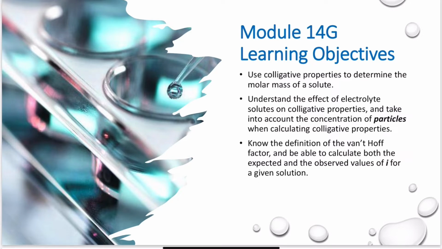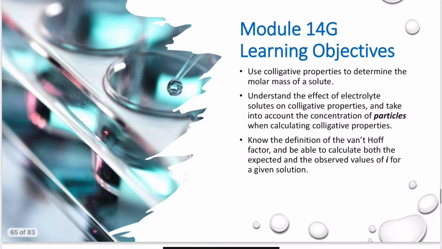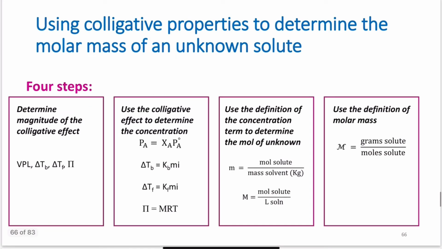You also need to know the definition of the Van 't Hoff factor, which is that little letter i in the equations, and be able to calculate both the expected and observed values of the Van 't Hoff factor for a given solution. At the end of this, I'm going to work a series of problems, so I'm just going to wrap them all into this last module. So it'll be kind of a long one, but again, I'm going to work a bunch of different examples to help you get more comfortable with the concepts as well. And by that, I mean concepts from the entire chapter, not just this module.